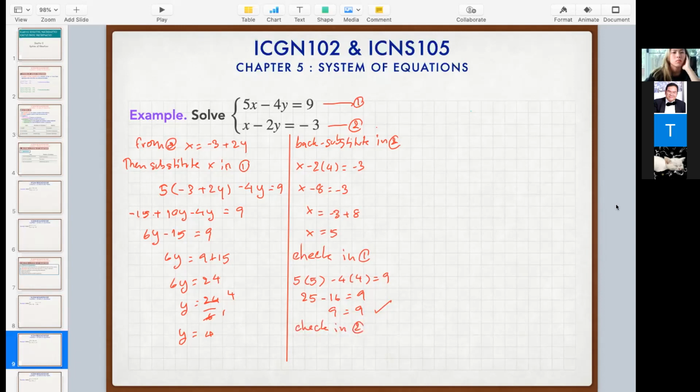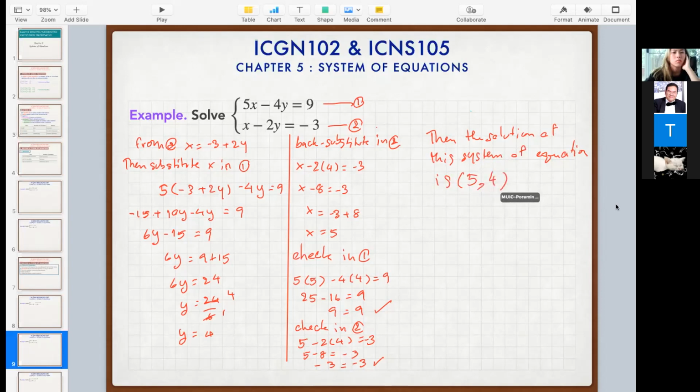x minus 2y equals to -3, sorry. 5 minus 8 equals to -3. -3 equals to -3. Yes. Then the solution of this system of equation is 5 and 4.